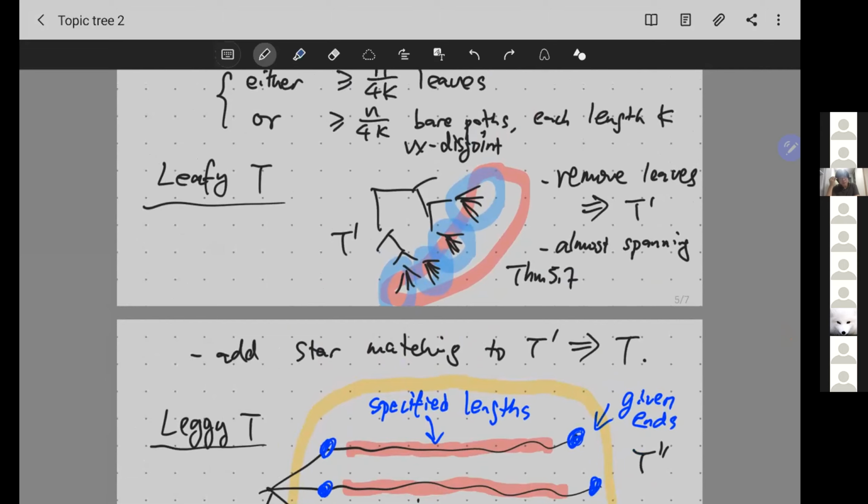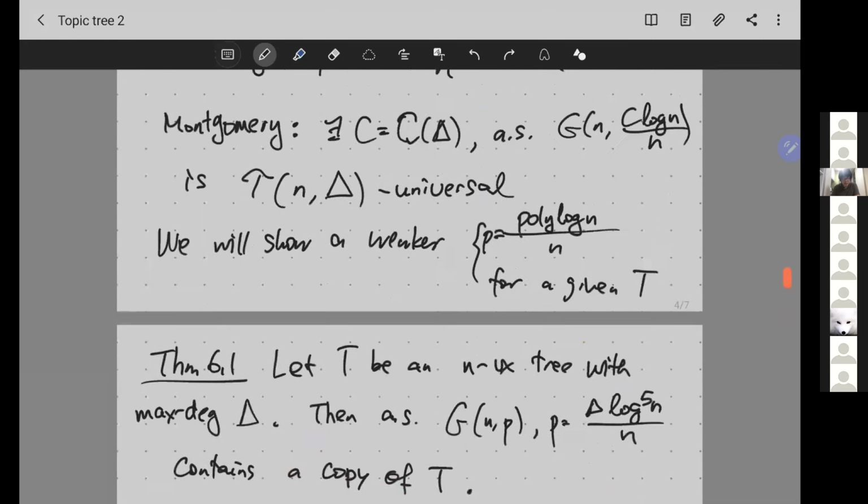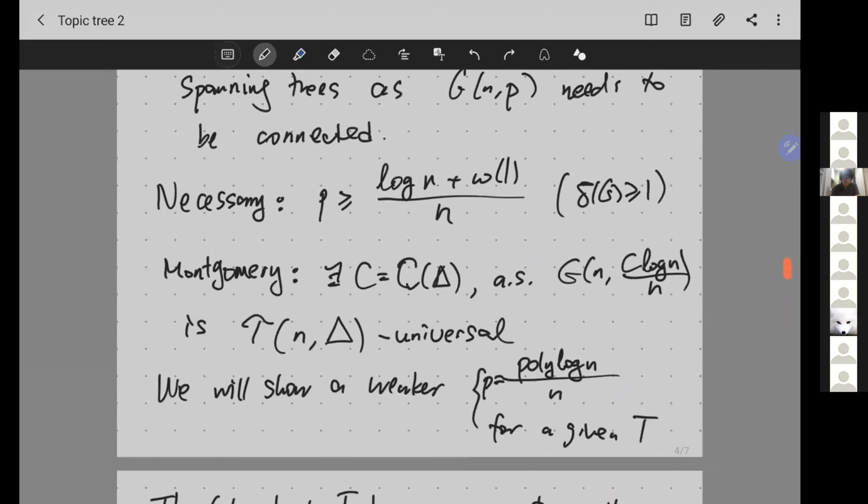Also, there is one more question by Dongyu. Does Montgomery's result imply that the threshold function for T(n, Δ) universality is C log n over n? Or do we need some more work to get this threshold function? The threshold by its definition is: when you're much bigger than this, you get that, and when you're much smaller than that, you don't get that. So in that definition, he determined the threshold, which is log n over n, right? So when C is sufficiently large, you see the universality.